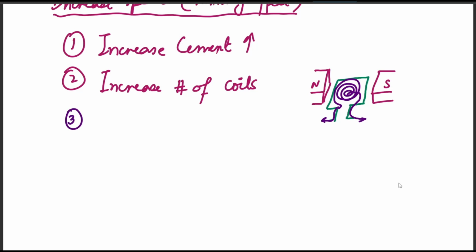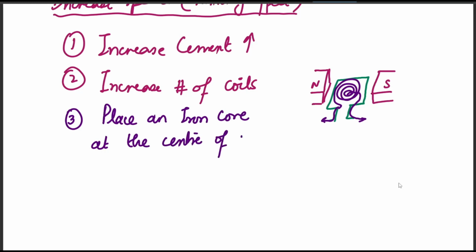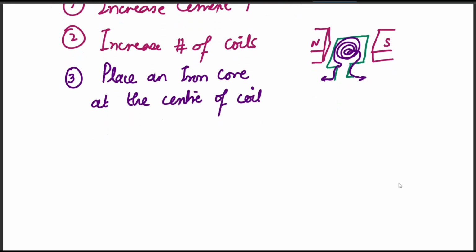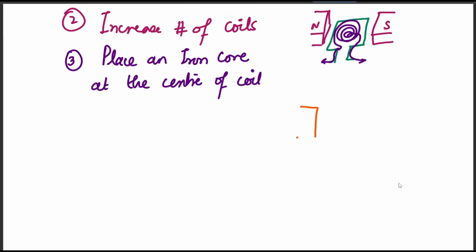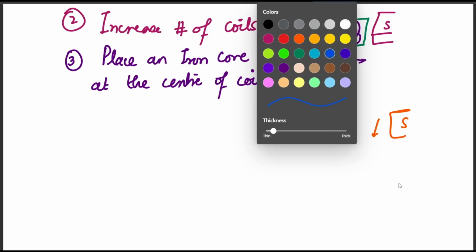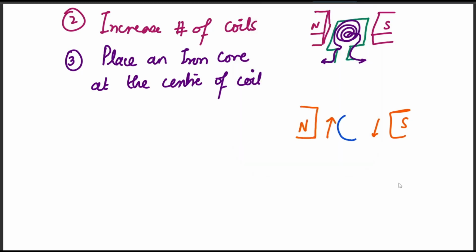The third thing that we can do is place an iron core at the center of the coil. Now, we did discuss this a while ago. For example, this is my north pole and this is my south pole. These are my two loops. So this one wire is going away, one wire is coming towards me in terms of the current carrying capacity. So if I place an iron core at the center, across which this wire will be looped, right?